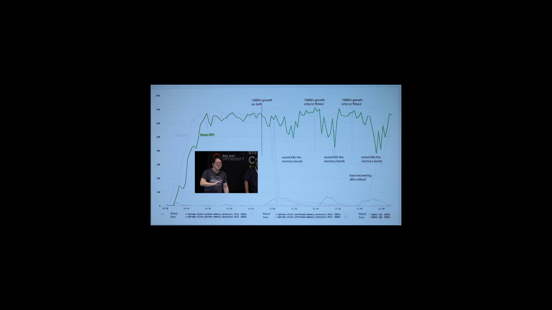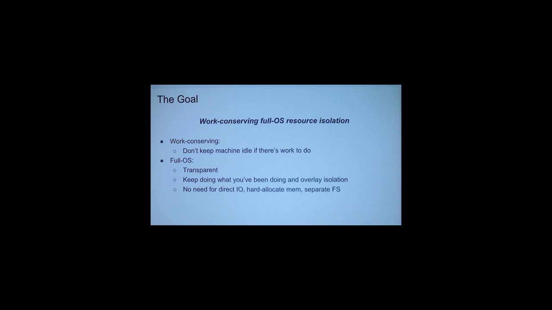We are a lot happier with this graph. So, you know, from purple to green, it's a lot of improvement, right? We all want to have that. So we are a resource control group at Facebook, and this is our mission statement.